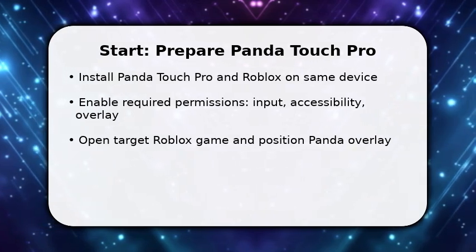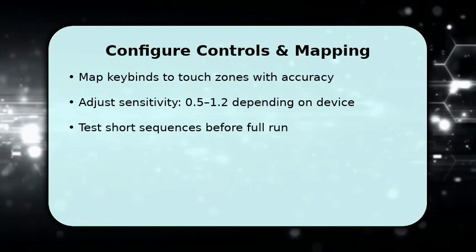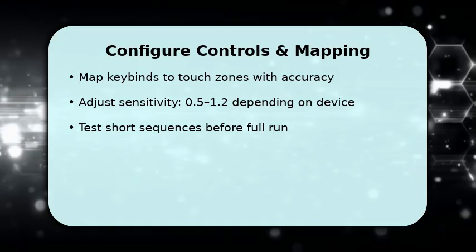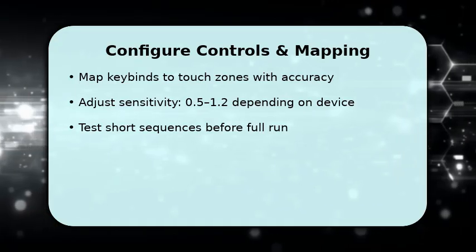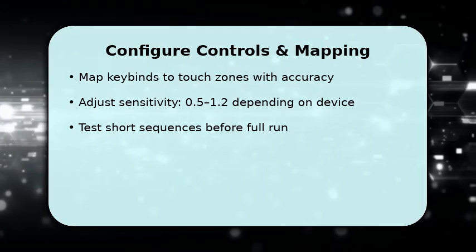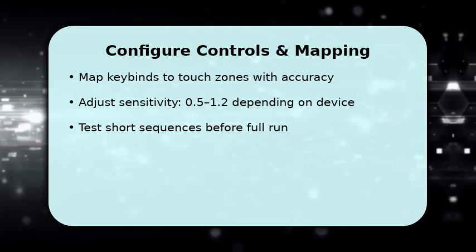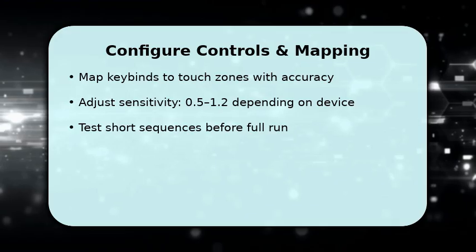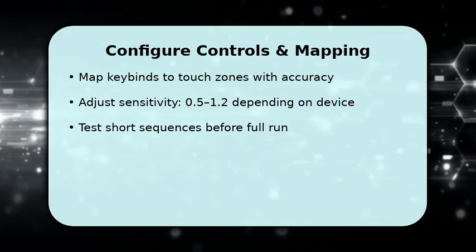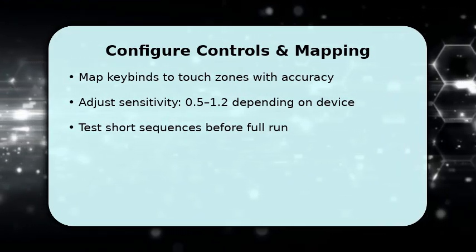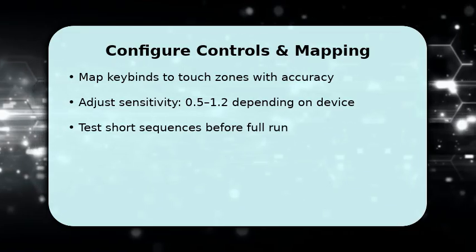Now you configure controls. Map physical keys or gestures to the Panda touch zones, aligning each zone with the in-game buttons. Precise placement matters for consistent hits. Once mapped, adjust sensitivity, start around 0.5 and increase to 1.2 if touches feel sluggish. This balances false positives and responsiveness.